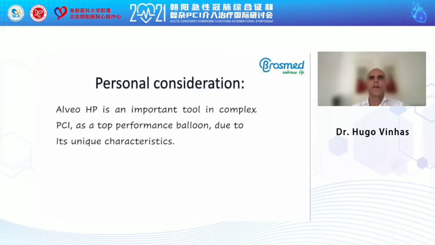So for me, Alveo HD is an important tool, not only in complex chronic total occlusion procedures, but also in other complex procedures due to its unique characteristics, mainly its ultra low crossing profile and allowing for high pressure without rupture. So this is my presentation. Thank you, everybody.